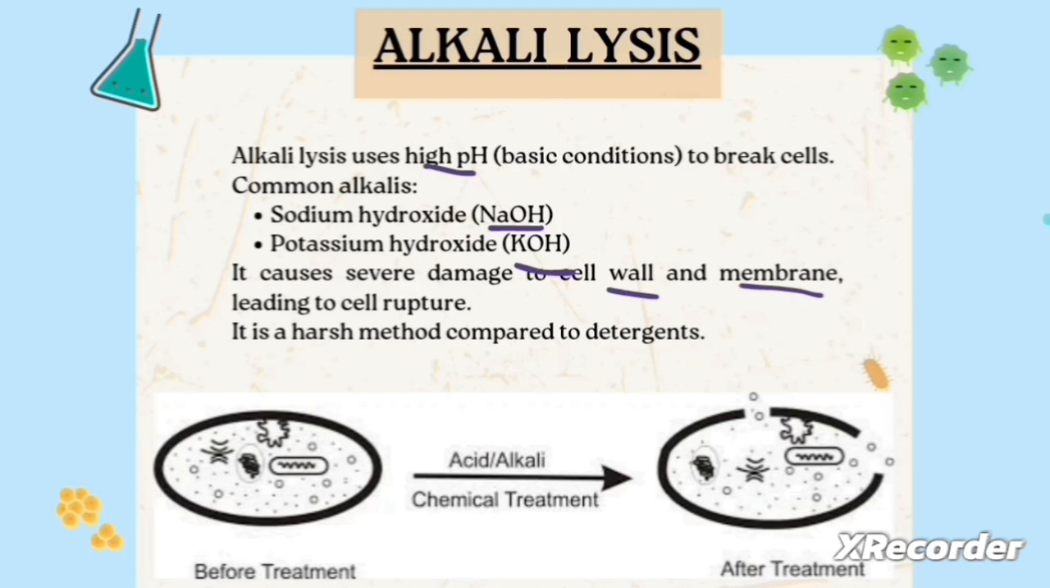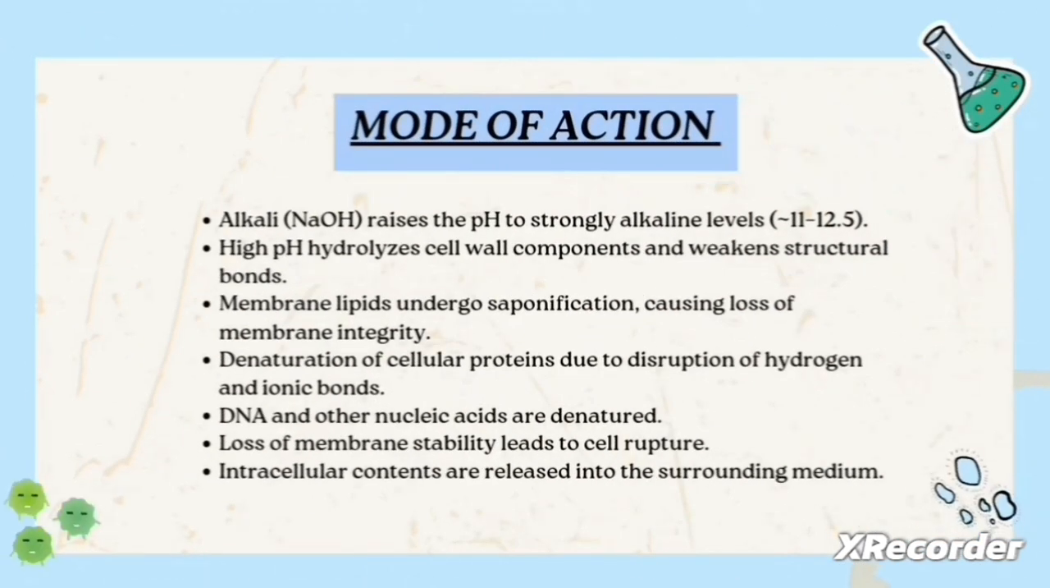Now let us understand the exact mode of action of alkali. So alkali, like NaOH, when it is introduced, raises the pH to strongly alkaline levels, around 11 to 12.5. At this very high pH, the alkali hydrolyzes the cell wall components, especially the peptidoglycan, by breaking the chemical bonds like peptide bonds that provide rigidity to the cell wall, and this weakens the overall structure of the cell.